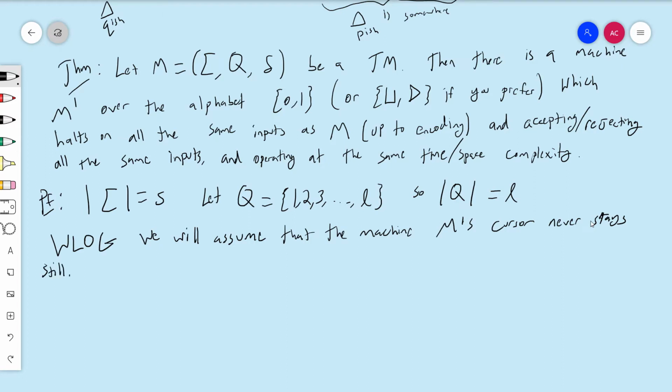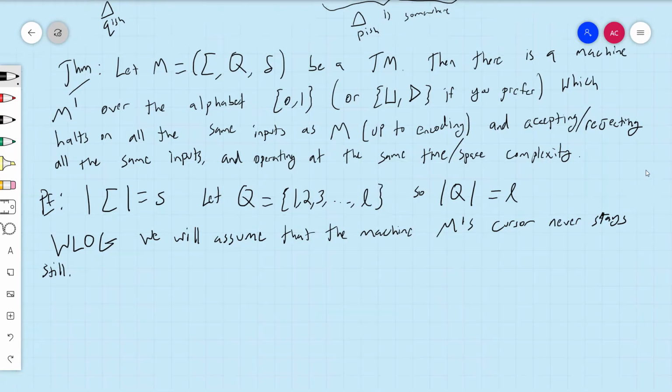So that's something I've already proven that we can assume, because I proved that for any machine whose cursor does not stand still, there's an equivalent machine that does the same thing whose cursor does not stay still. So we can assume this by the last proof that I gave you, and that'll help us just a tiny bit to simplify the headache that looms ahead.